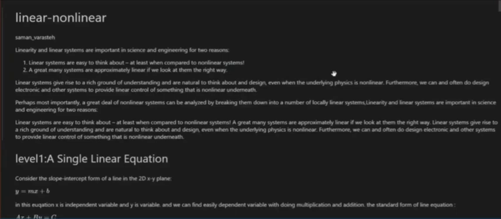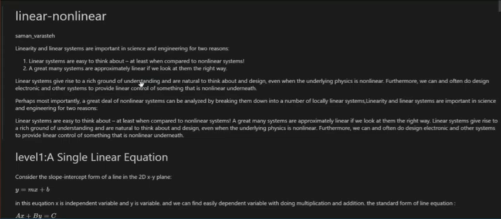Hey everyone! Today we are diving into an essential topic that connects so many areas of science and engineering: linear and nonlinear systems. Why are linear systems so important? How do they simplify our understanding of the world? And how do we deal with more complex systems that aren't linear? Let's explore all of these step by step, starting with the basics.